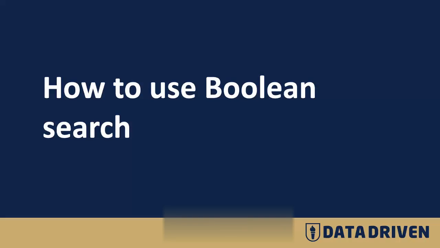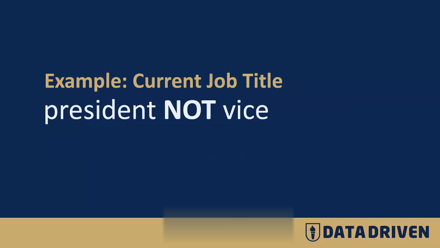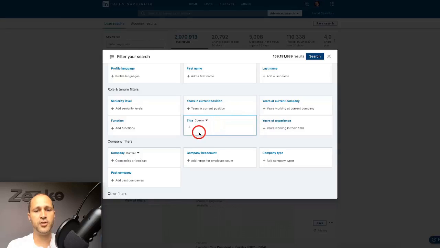All right, on to the really fun stuff that you have all been waiting for, how to use Boolean in search. The first Boolean search operator here is called the not search. And to do a not search, just use capital NOT, N-O-T, if you want to exclude terms from your list. And as an example, what we might do is in the current job title, we did this just a moment ago, but I'm going to unpack it here. You might do president, not vice. And that would look like this right here. Current job title, president, not vice. And that is Boolean, president, not vice.